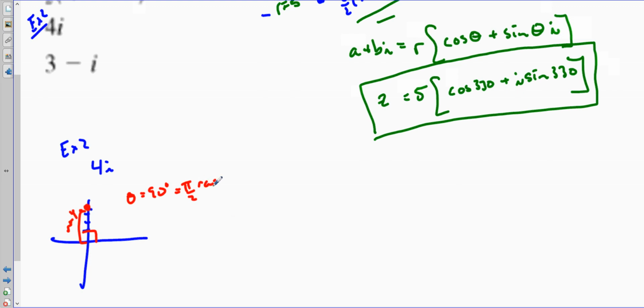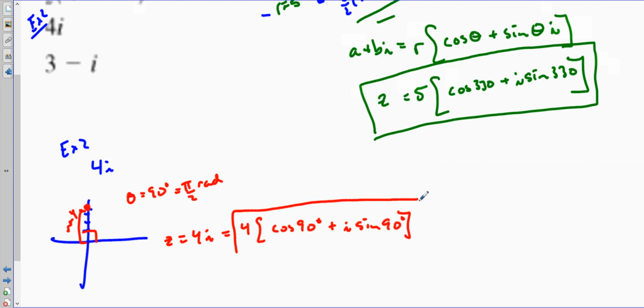All right, radians. And so, in order to figure out this 4i, which equals, say, z, it is going to be equivalent to 4 times the cosine of 90 degrees, which we know will be 0, plus i times the sine of 90 degrees, which we know is equal to 1. And so what we have is 4i as our answer. And this, my friends, is once again going to be the trigonometric form of this complex number.